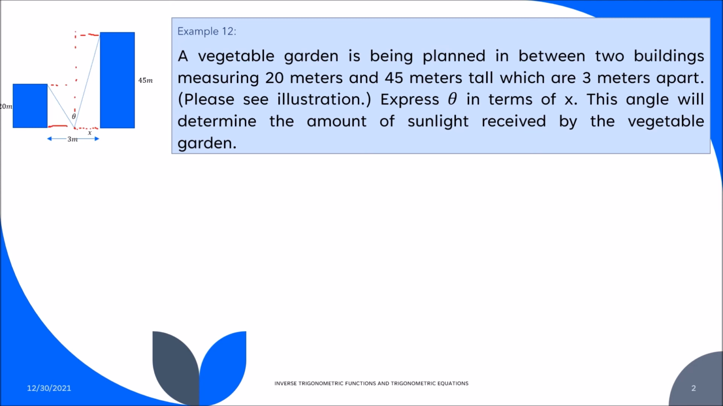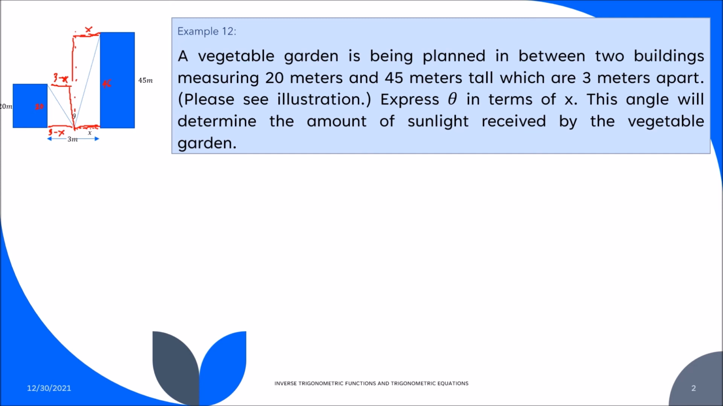Now let's form two rectangles. Take note that in a rectangle, opposite sides are congruent, and that the diagonals of the rectangle divide the rectangle into two congruent triangles. Let's say this side is x, then we will have 3 minus x here. We have here x. Now we can have here 20, then we have 45.